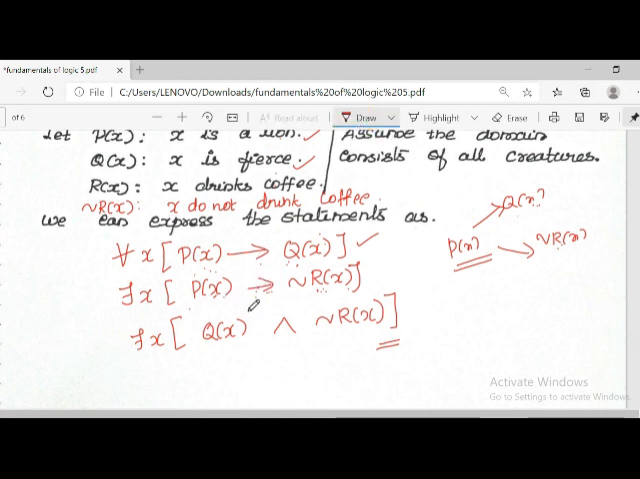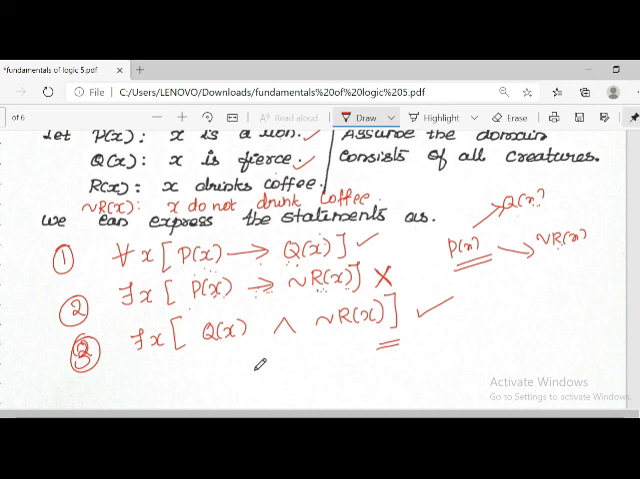So in this statement also, this is now wrong. This is not possible. So this is the first statement, this is the second statement, and this is the third statement. The third statement cannot be expressed as there exists x, P of x implies negation R of x. The reason is that P of x implies negation R of x is true whenever x is not a lion.